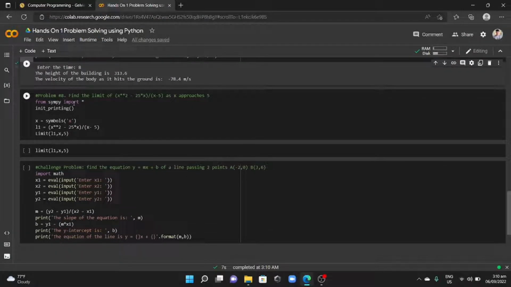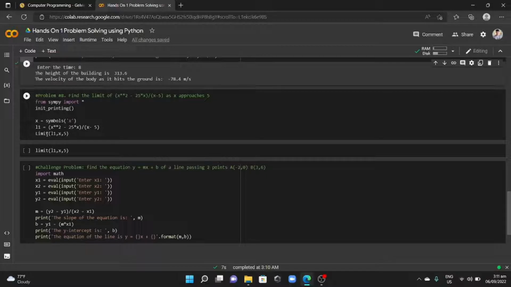And for our problem number 8, we are going to find the limit of x squared minus 25x over x minus 5 as x approaches 5. So we are going to have from SymPy, we are going to import all the functions and initialize_printing(). And the symbols, we have x is equals to symbols x. And we have L1 is equals to x squared minus 25x over x minus 5. And we are going to display the code.